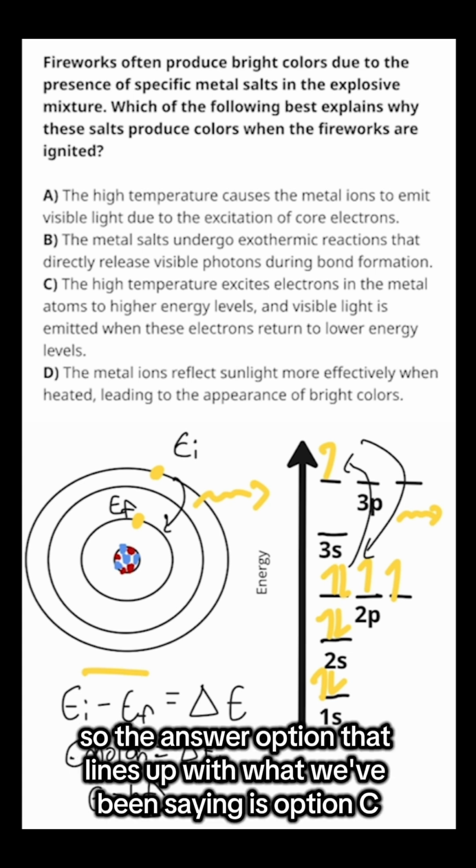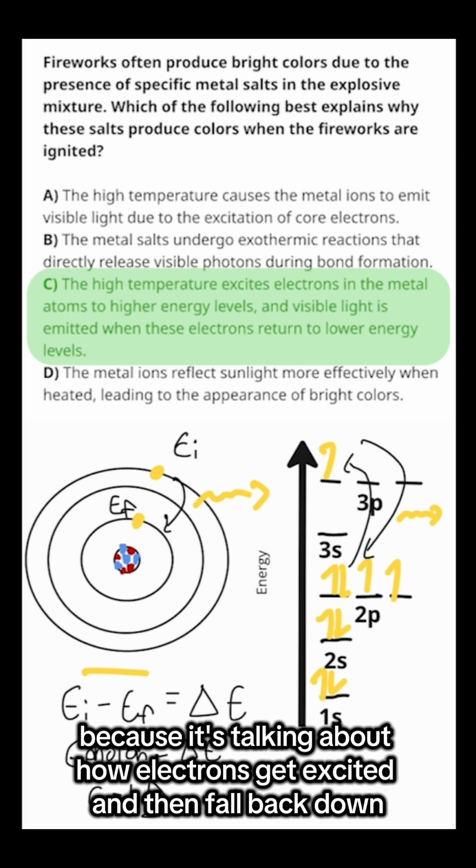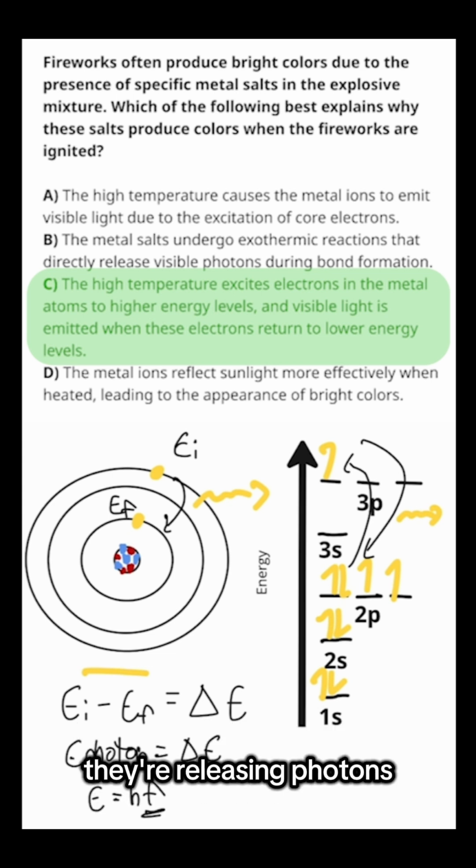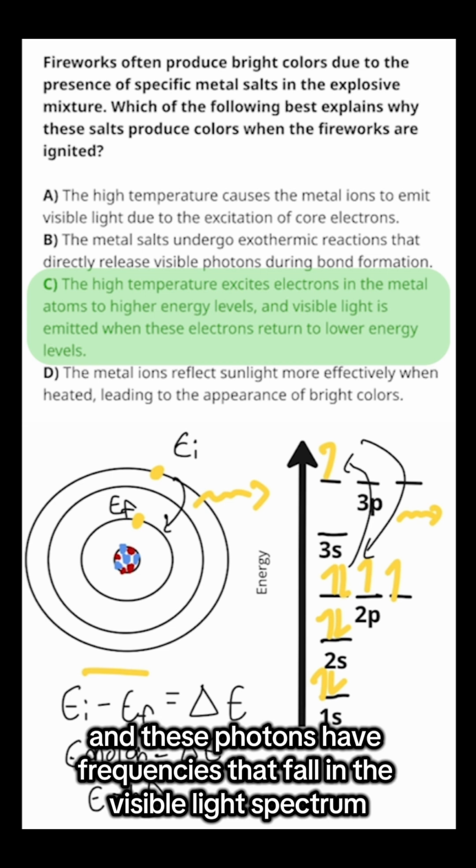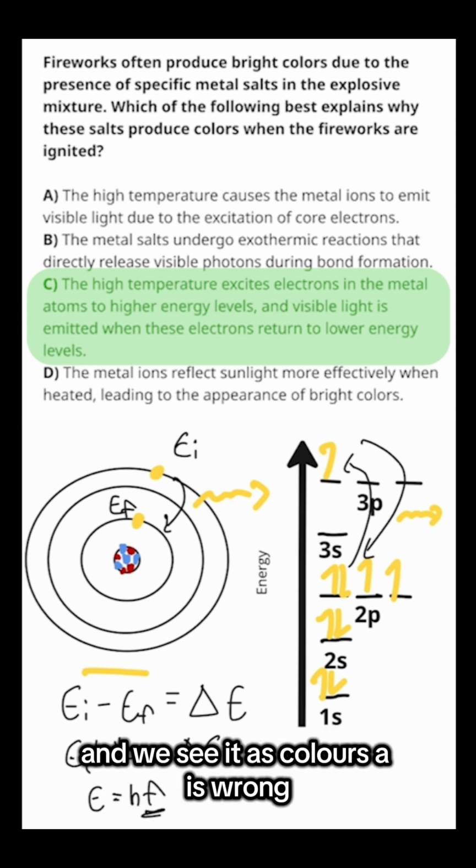So the answer option that lines up with what we've been saying is option C, because it's talking about how electrons get excited and then fall back down, and when they fall back down, they're releasing photons. And these photons have frequencies that fall in the visible light spectrum, and we see it as colors.